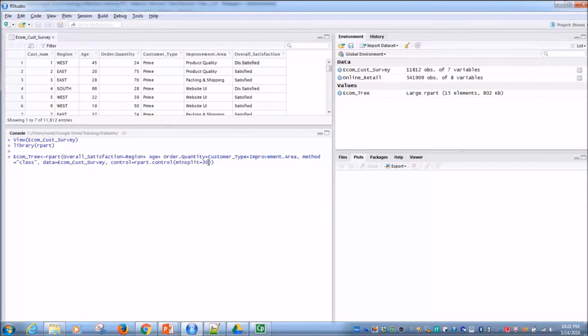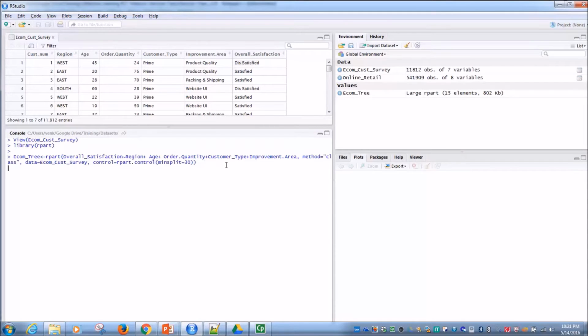So that is the reason why we are saying the node size, or when you split, the size of the segment should be minimum 30. If it is going to be less than 30, do not go further and segment it, just stop the segmentation there. That is what we mean by control rpart control min split equal to 30. We can set it as 40, 50, it depends upon us, but generally we can set it as 30. There are around 11,000 customers here, so we will have enough segments.